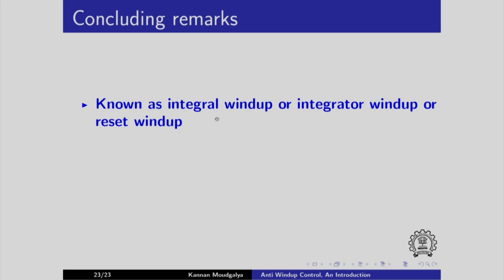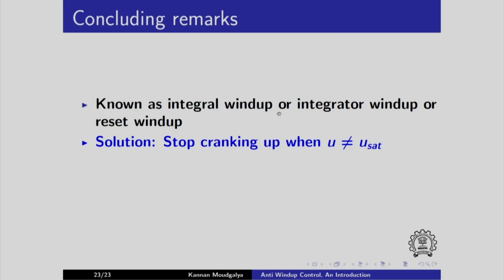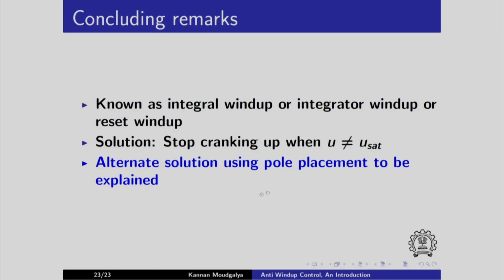This problem is known as integral windup, integrator windup, or reset windup. One solution is to stop cranking up when the actual control law that is implemented is different from the control law calculated by the controller. At that point we should remove the integral action. We also have an alternate solution using the pole placement approach. We will explain this in the next video.